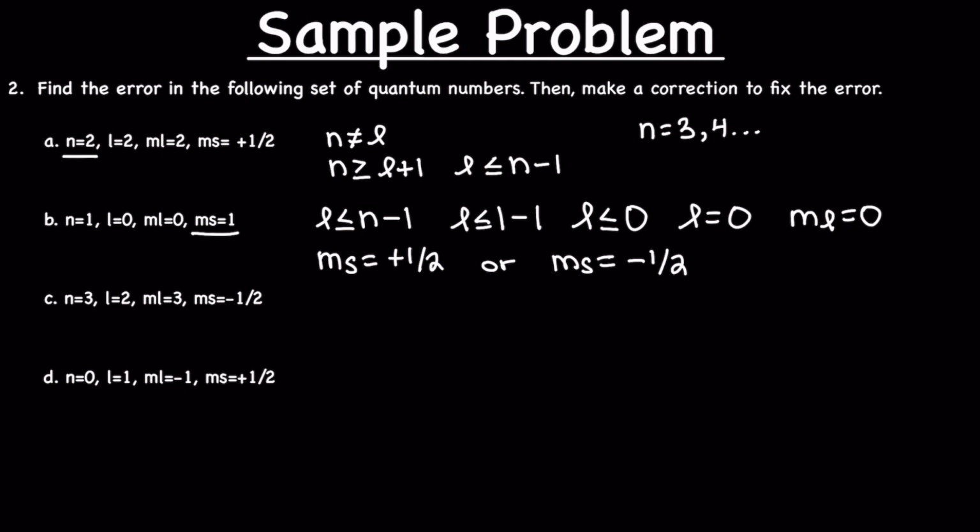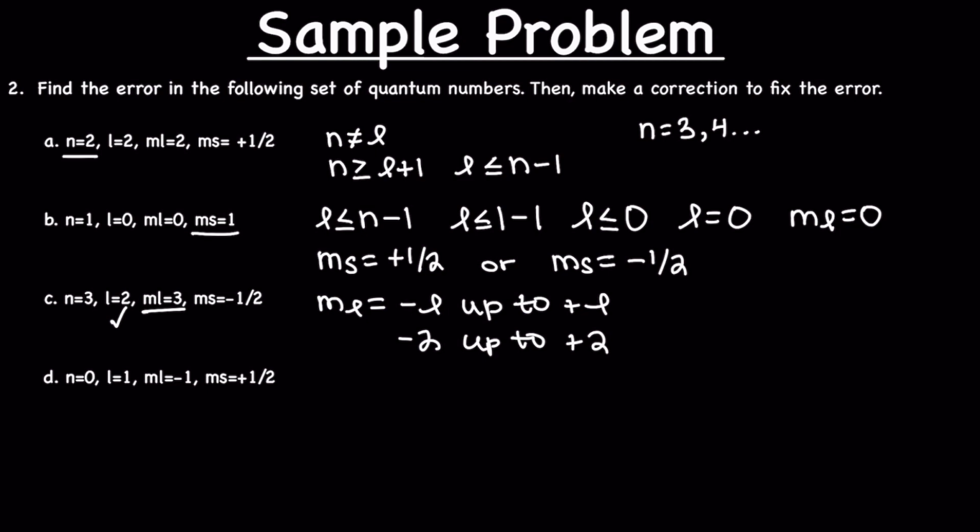For part C, we're being told that n equals 3, so let's see how L, ML, and MS compare. For n equals 3, L can be equal to 0, 1, or 2, as that follows the formula. So that's fine. For ML, we know that ML is going to be a range from anywhere from negative L up to positive L. So in this case, that's going to be anywhere from negative 2 up to positive 2. And because 3 is not in that range, that's where the problem is wrong. And MS is within our 2 possibilities, so we're good there.